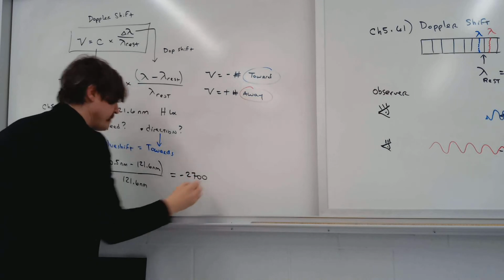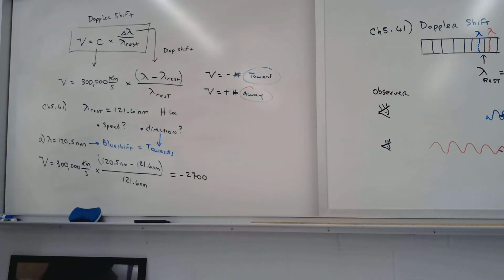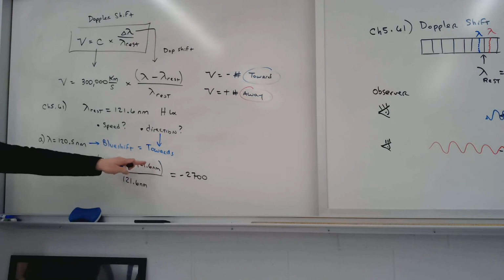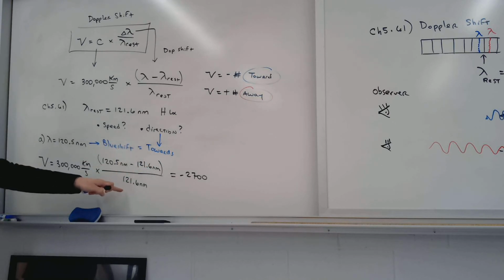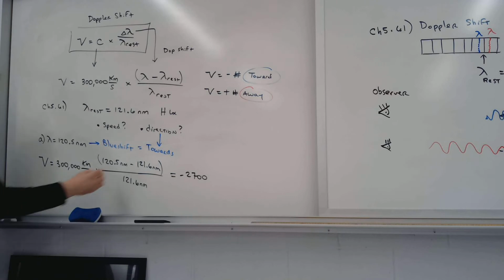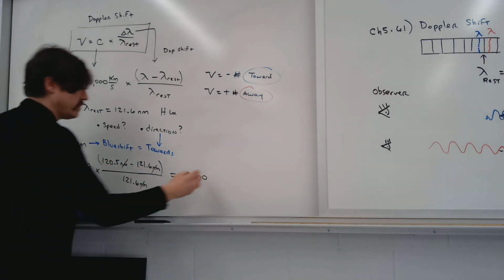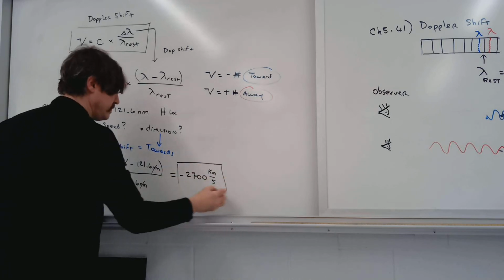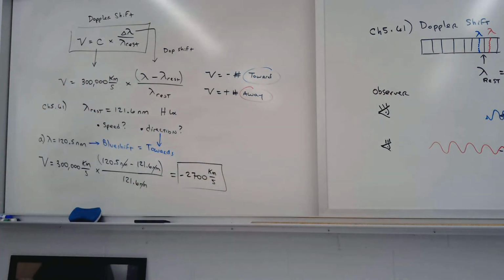Units? Kilometers per second. Nanometer minus a nanometer is a nanometer. Nanometer over nanometer cancel, right? It's a speed, so it's kilometers per second. That's fast. Okay. Cool. Let's move on now to B.